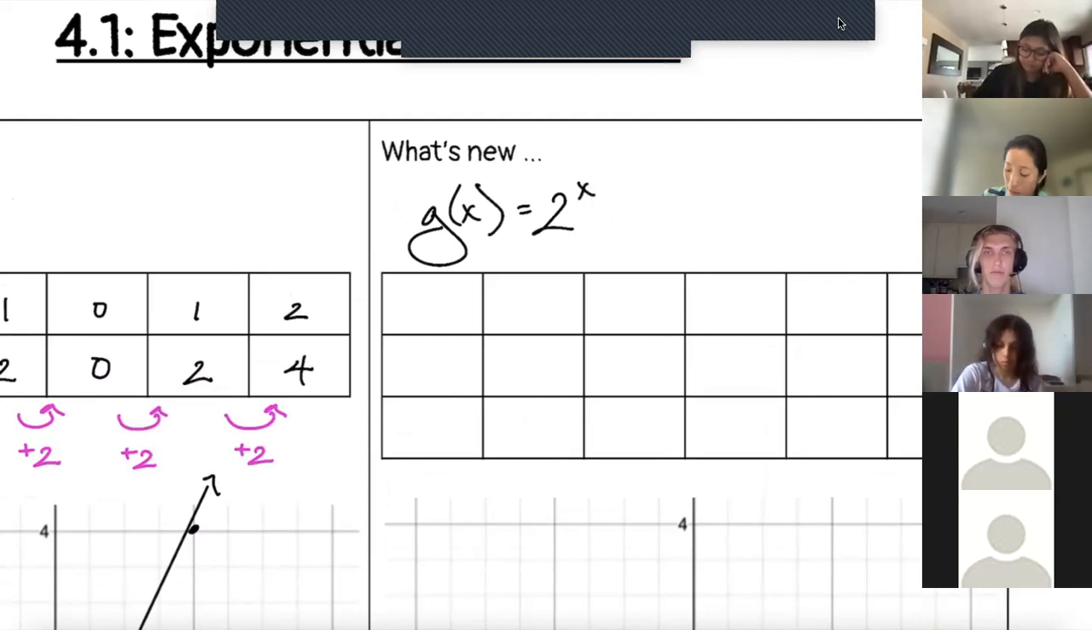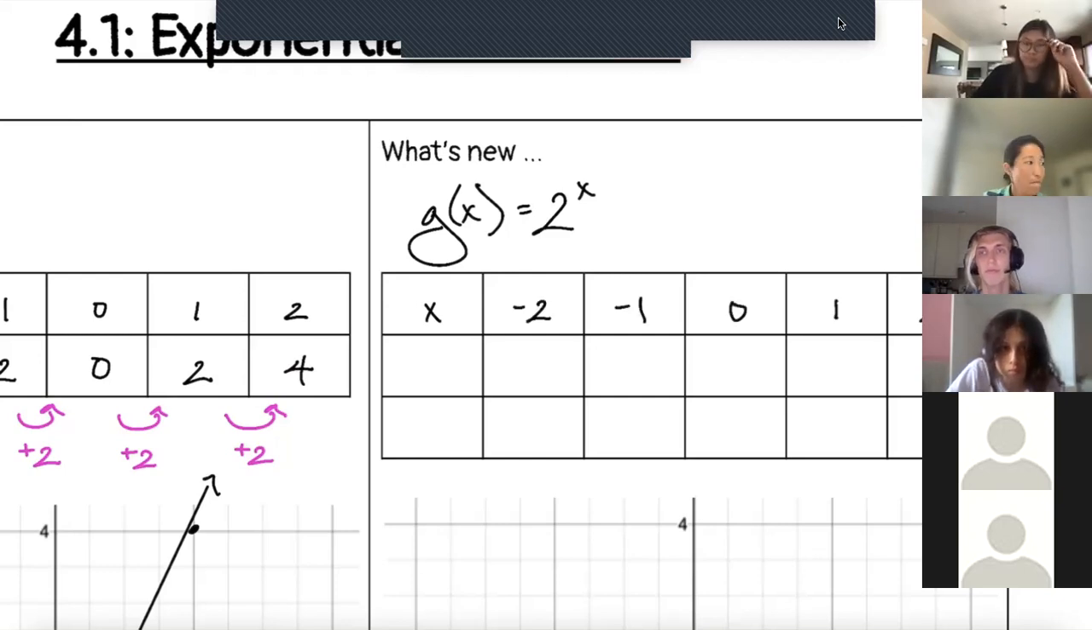So notice that we still have a 2 and we still have an x, but the location of them is different, right? And so if we're going to make a table, we could go ahead and say this is going to be our x values. And maybe for the sake of this particular question, we use the same x values that we used before. So -2, -1, 0, 1, and 2.